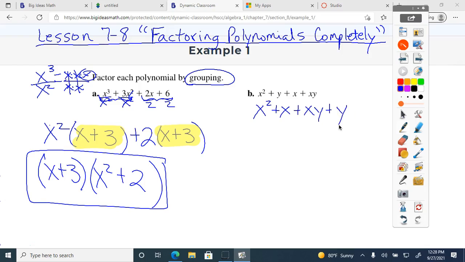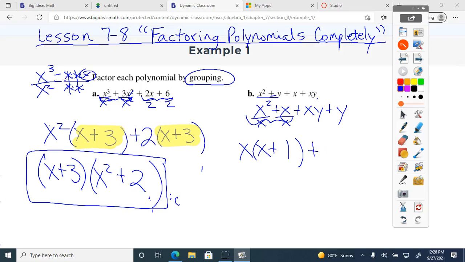Now we can group them together. Do these two have a common factor? No. Do these two? No. So we had to move them around where they would have a common factor. Now these two, what's the common factor? X. And if you divided both of those by x, what do you have? X plus 1. X squared over x is x. X over x is 1.